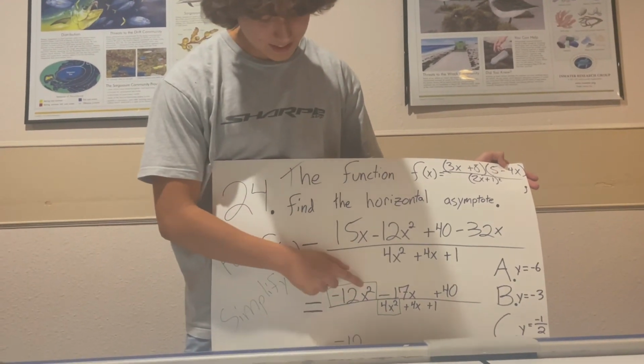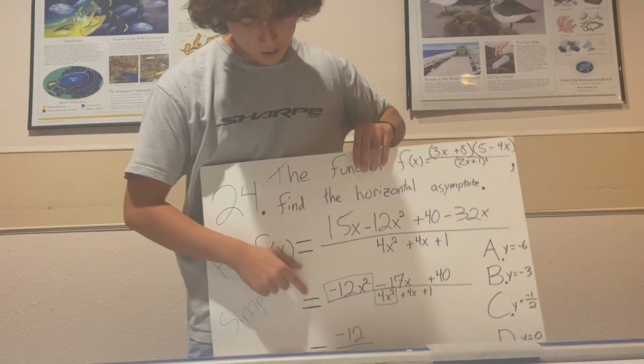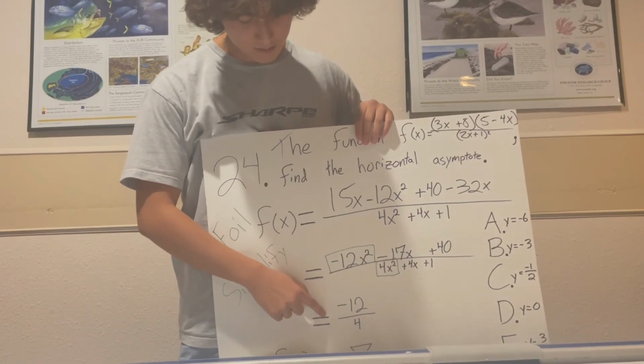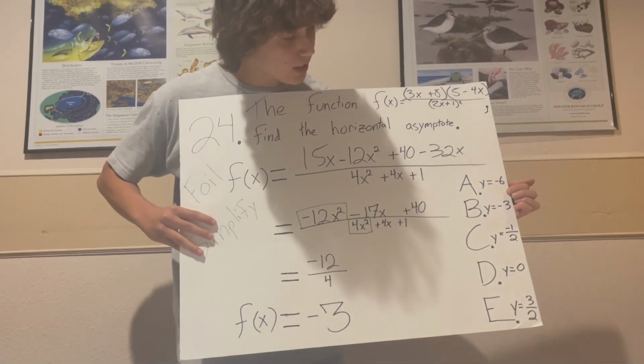So, as in this case, the exponents are the same, we divide out the coefficients. So, minus 12 divided by 4 is minus 3. And that is B, minus 3.